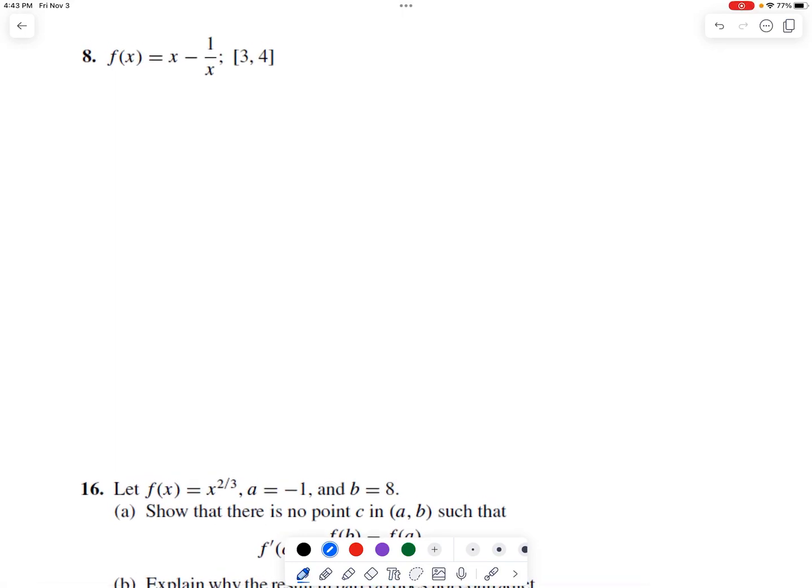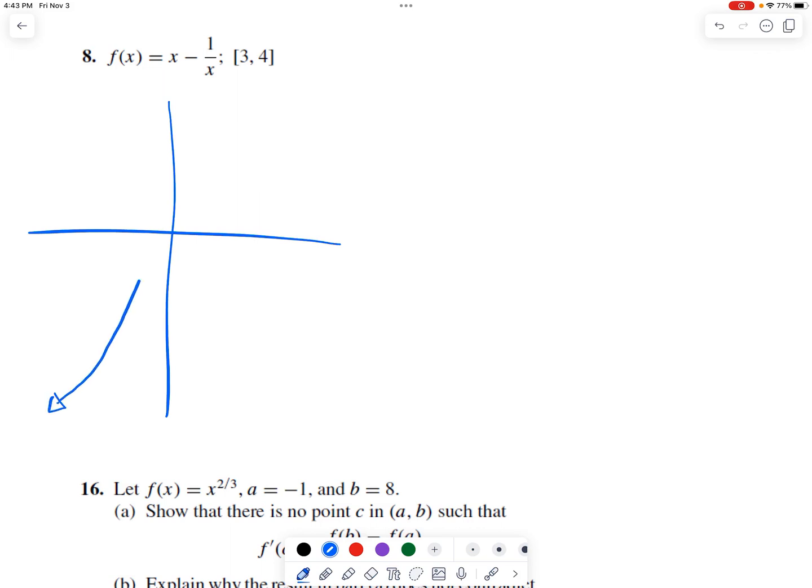Here's a mean value theorem application for f of x equals x minus 1 over x. I don't know how that really behaves in that function. I'm going to graph it first to see what it looks like, and then to see if the conditions are met. I graphed that on Desmos, and it looks like this.